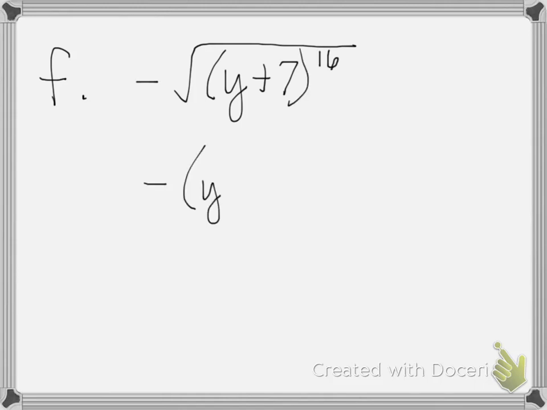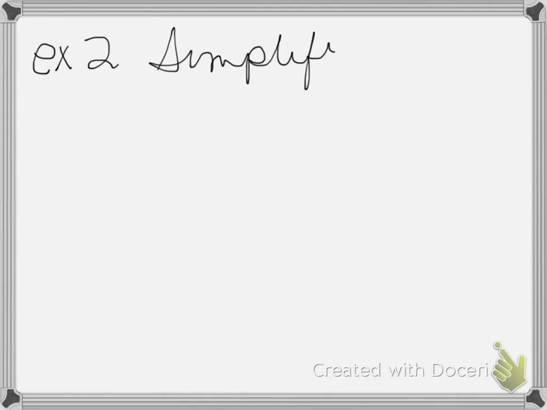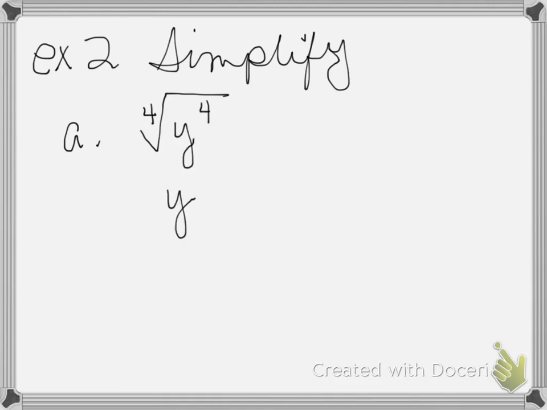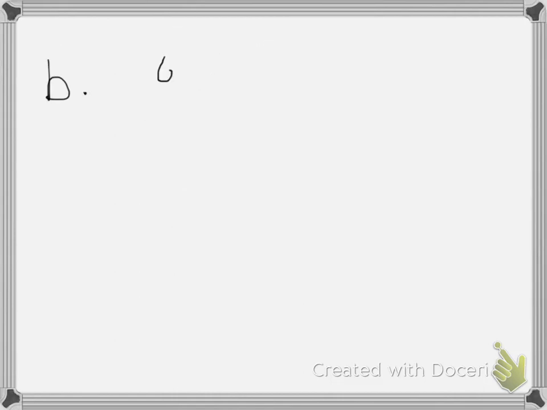When you're taking the square root and there's a negative in front of the square root, you just bring the negative down and then divide the root into the exponent. So what's inside the root just comes down, stays in parentheses, and it's to the 8th power. The fourth root of y to the fourth is y to the 1 power, or we can just say y.